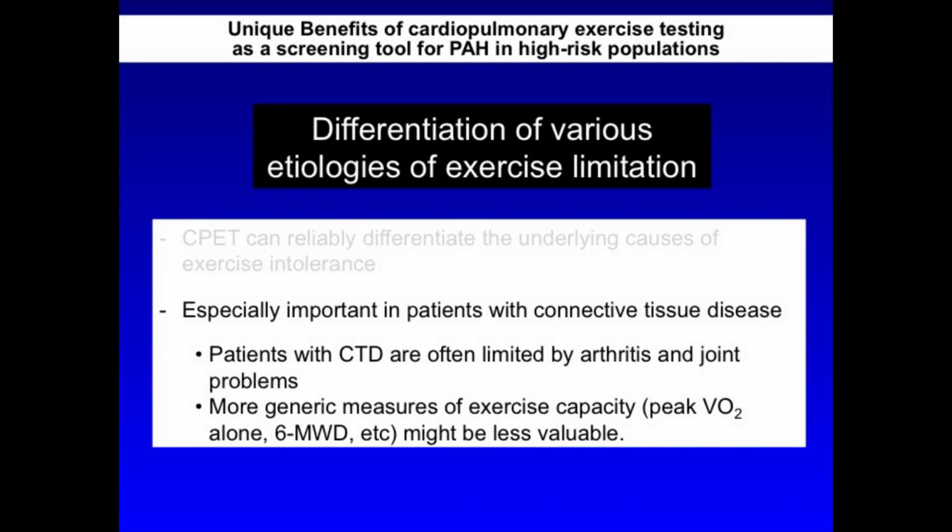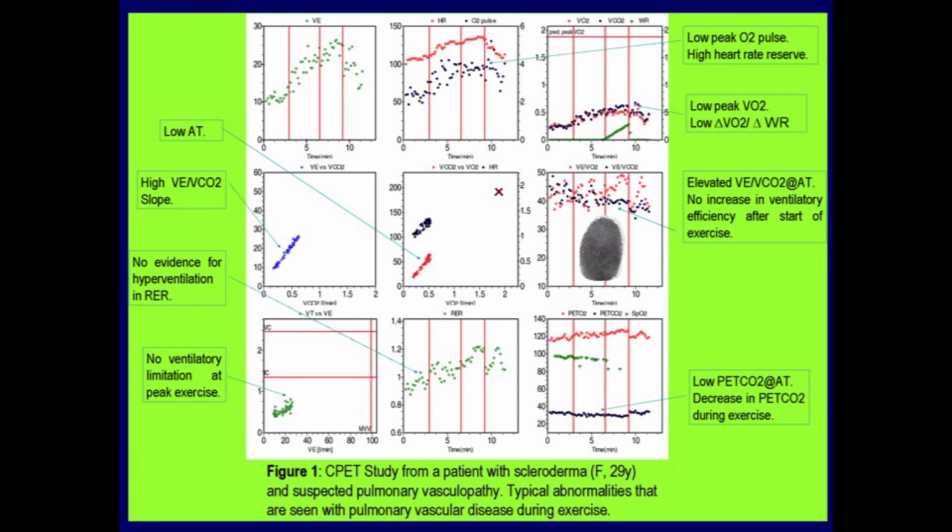As Dr. Hyland said this morning, the scleroderma population behaves a little bit differently, and they can have many other reasons to have exercise limitation. In fact, they're often limited by musculoskeletal abnormalities, and they can have some left-sided heart disease. So more generic measures that we use now for looking at impairment, like just peak VO2 alone, and in fact 6-minute walk, may not be so reliable as to help us out in terms of severity of the pulmonary hypertension, let alone diagnosis of what the pulmonary hypertension is.